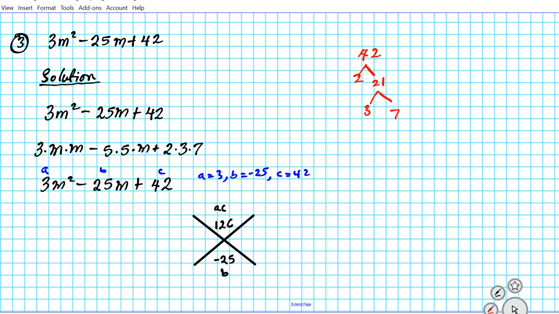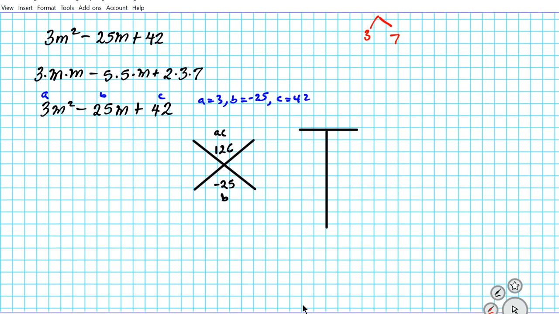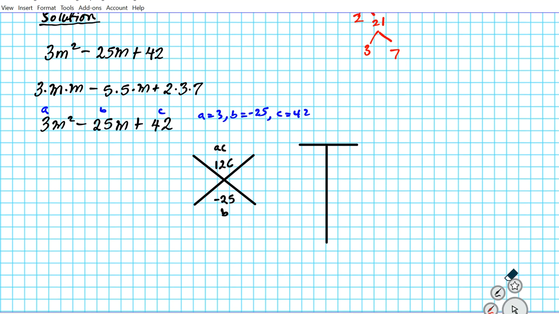So in order to figure that out, let's create our list of factors that multiply to give us 126 and see which ones combine to give us the desired sum of negative 25. Okay? All right, so let's do it. We're going to have 126.